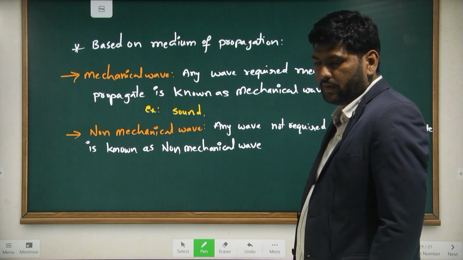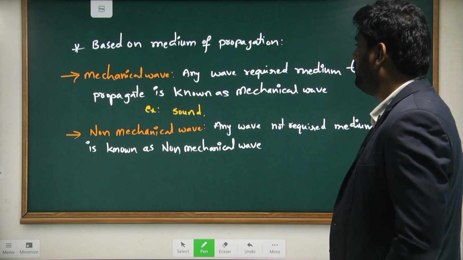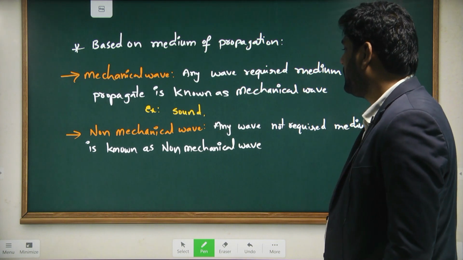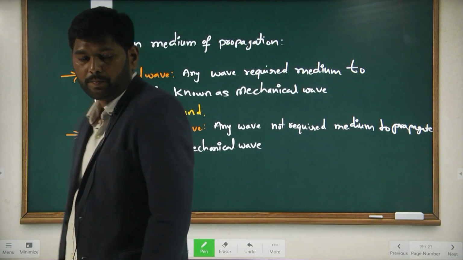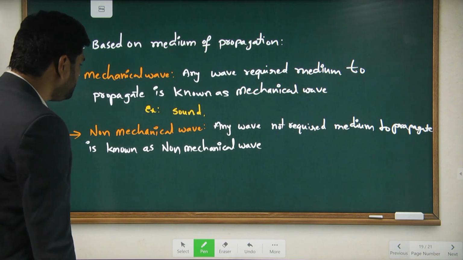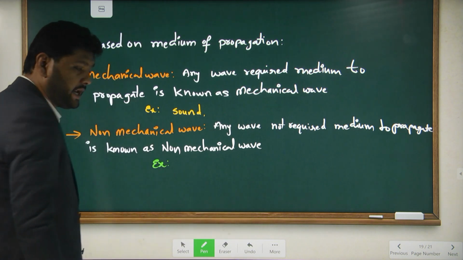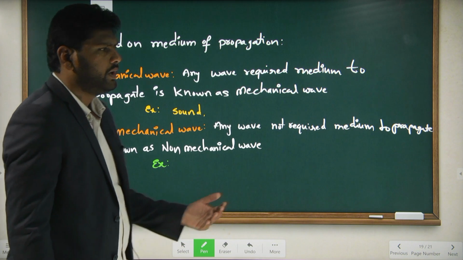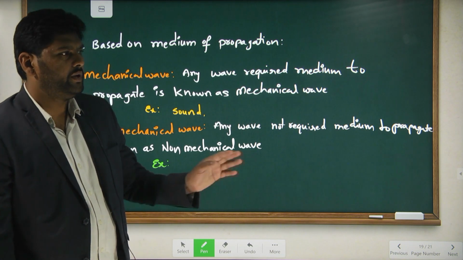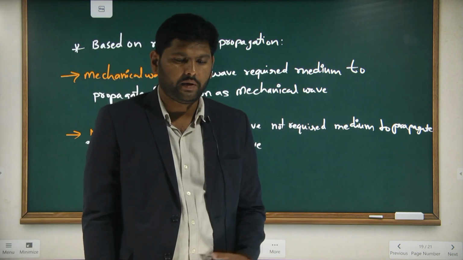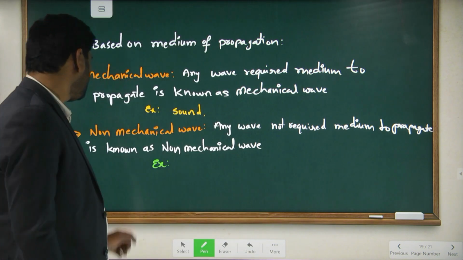What is meant by non-mechanical wave? Any wave not required a medium to propagate is known as non-mechanical wave. Example, I want an example. Light is a form of wave, isn't it? Between the earth and the sun, from the sun we are having the light. When you are having the light, the thing is a non-mechanical wave.